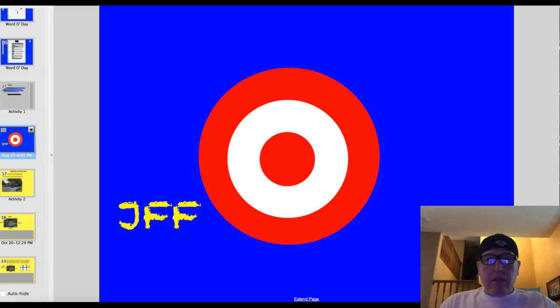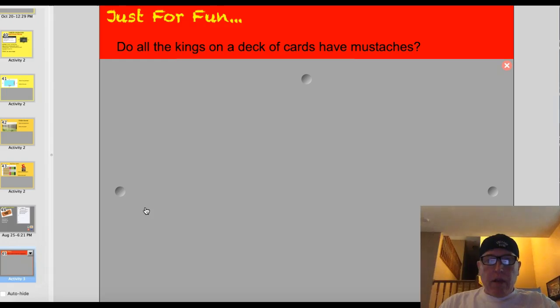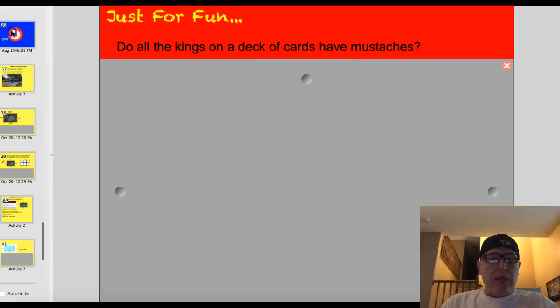Tonight, area and perimeter of a rectangle. Before we do that, let's go ahead and start with the trivia question of the day. Do all the kings on a deck of cards have mustaches? We'll be back with the answer to that after instructions.